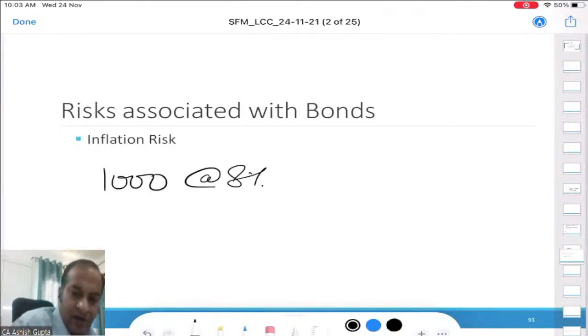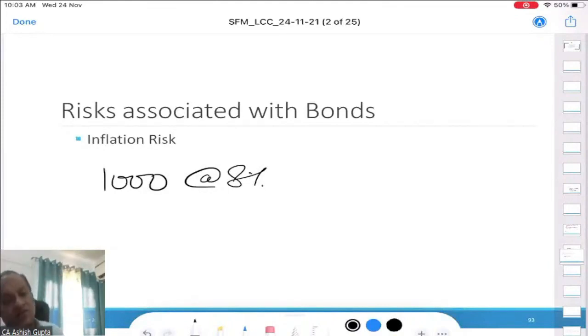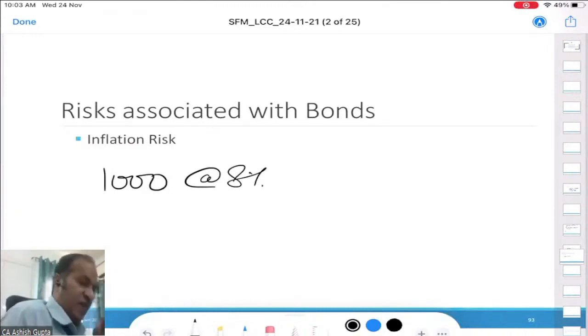Sir, can we say that government bonds' default risk is zero? Yes, Namita, to some extent, in a government bond, default risk is zero. But I will also show you, just wait for 2 minutes. Before concluding, I will explain more on this.